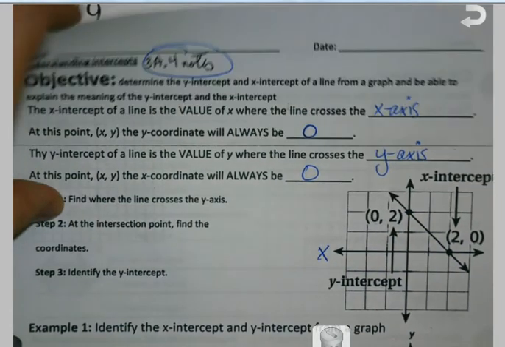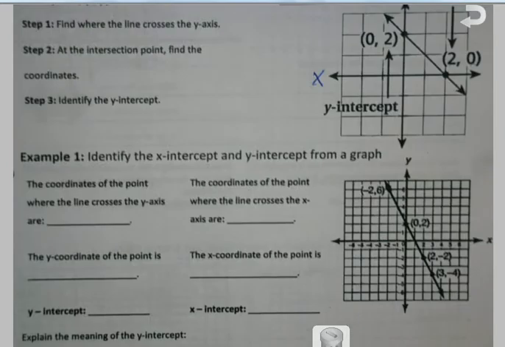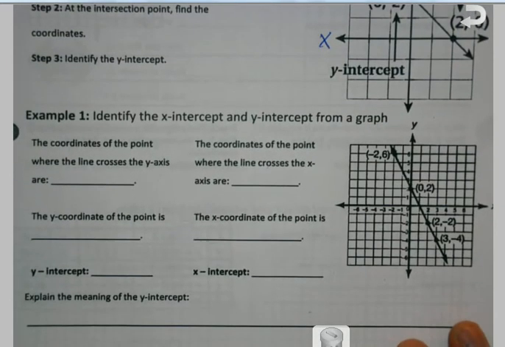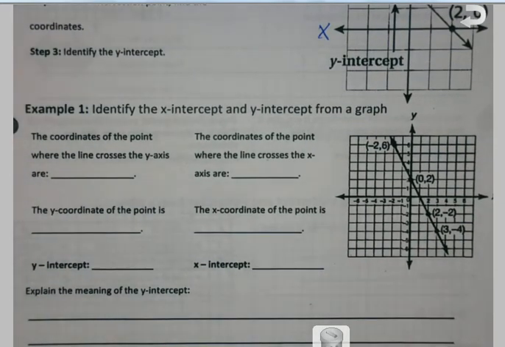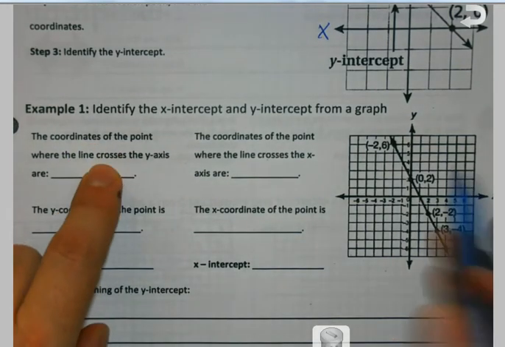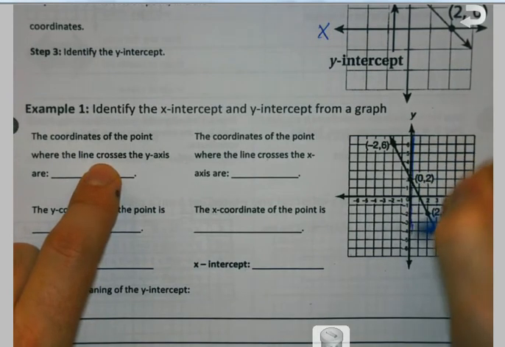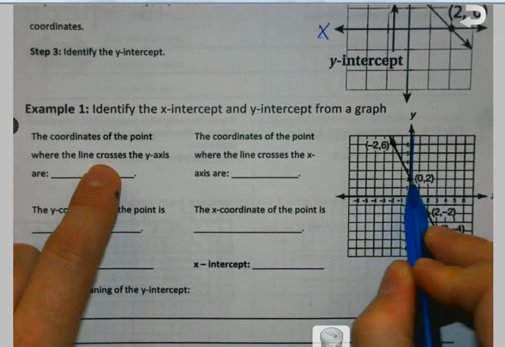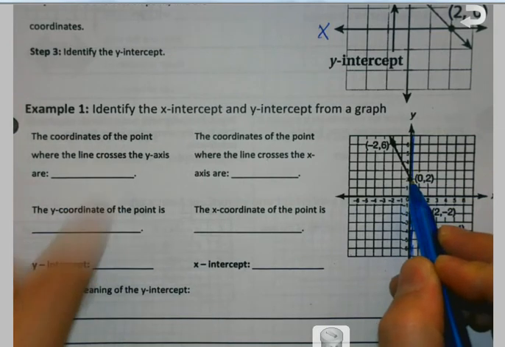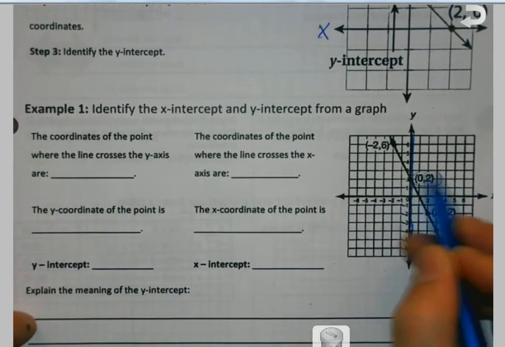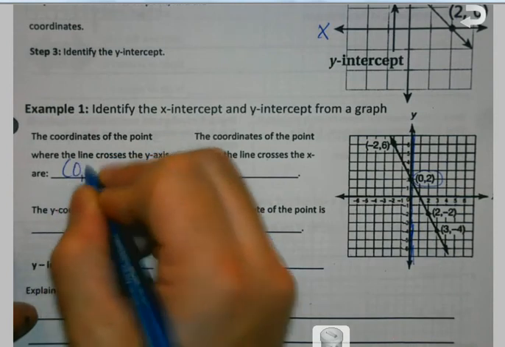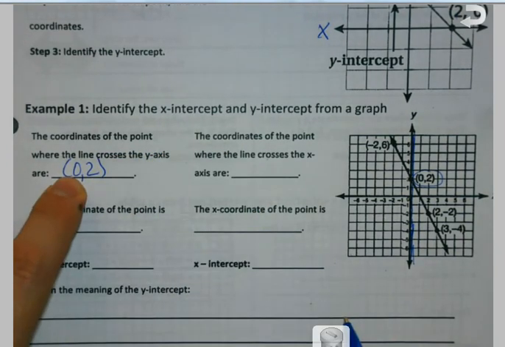So what we're going to do, because that one's done already, we're going to identify the x and y intercept from a graph. Now, they might give us a bunch of points, but that's not going to get us. No big deal. The coordinates of the point where the line crosses the y-axis. Okay, here's my y-axis. Find the point where it crosses the y right here, and the coordinates, they actually gave me the point this time. My x value is 0, just like we wrote up above when I'm finding the y-intercept.